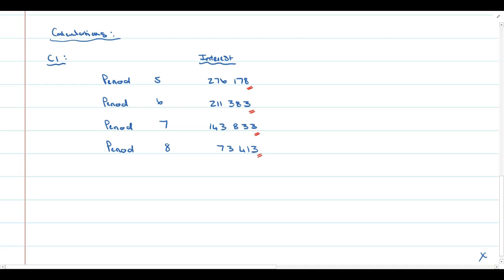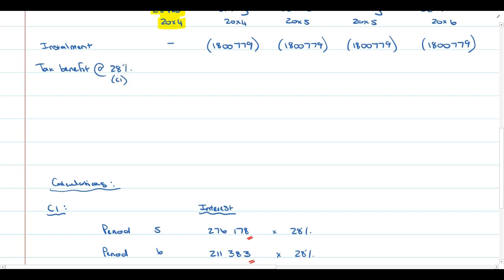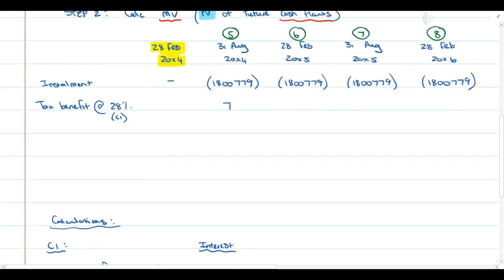So all I need to do now is multiply this by 28%, and that will give me my tax benefit in each of those years. So take the interest amount, multiply it by 28%, and that gives you your tax benefit.